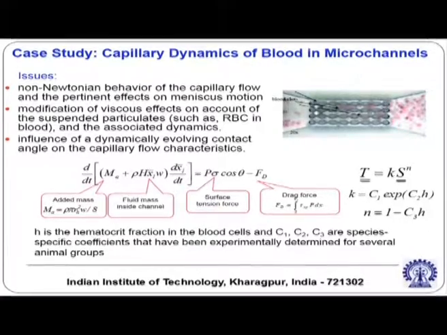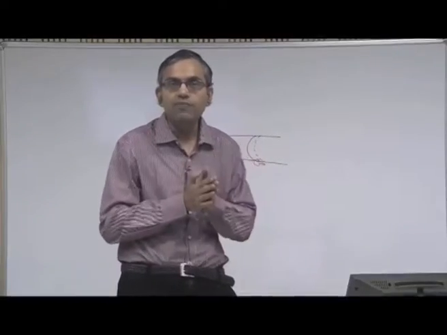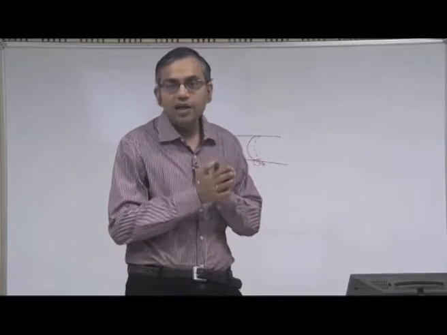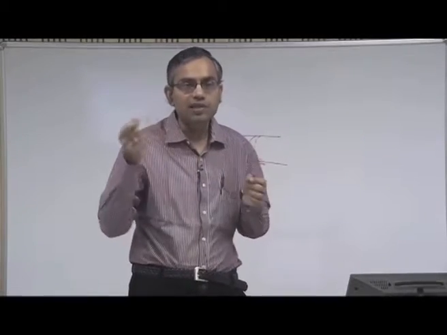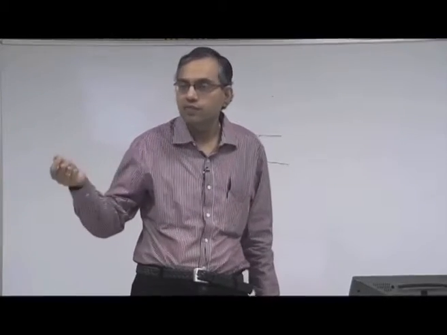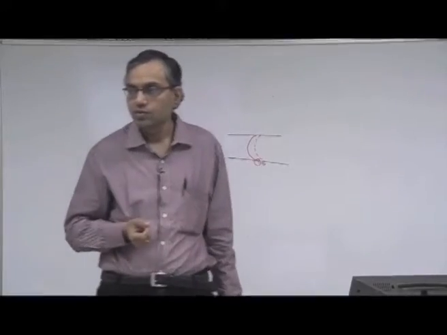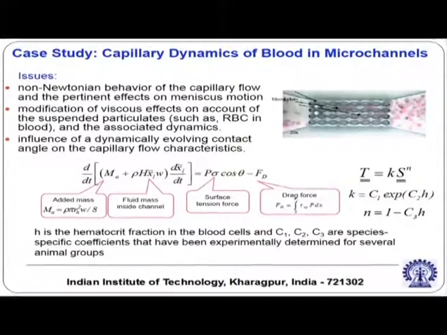Now, you may argue that in the human body there is no rectangular channel, right? So, why are we interested in blood flow in a rectangular channel? See, we are interested in blood flow through both rectangular and circular channels. Circular channels are for understanding blood flow dynamics in the human body, and rectangular channels are for artificial lab-on-a-chip devices in which you make pathological tests for blood samples. So, it has relevance, and one need not waste a lot of time to convince ourselves that this is a very interesting and important problem, the capillary flow dynamics of blood.